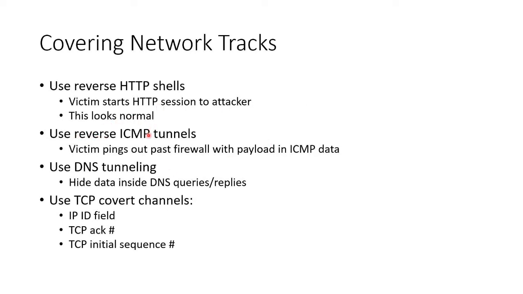Or we could have a reverse ICMP tunnel. Tell the victim to ping out past the firewall, because we probably cannot ping in, but ping out past the firewall, and the actual payload, whatever data we're stealing, is hidden inside the ICMP packet. Or, same thing, but instead of pinging, do a DNS query. Or have DNS replies. We'll have replies, they'll have queries. And that means we have a phony DNS server. Or we could use TCP covert channels.